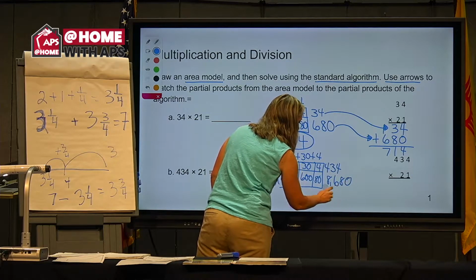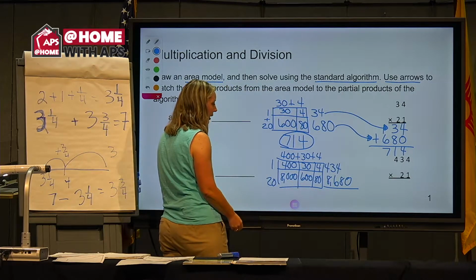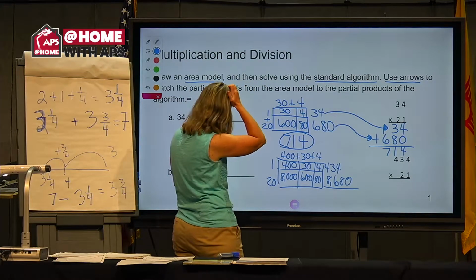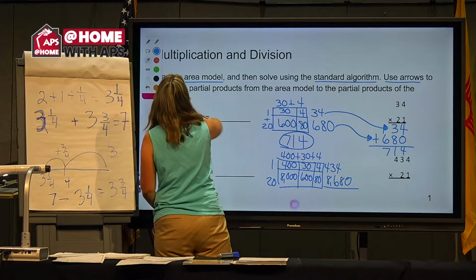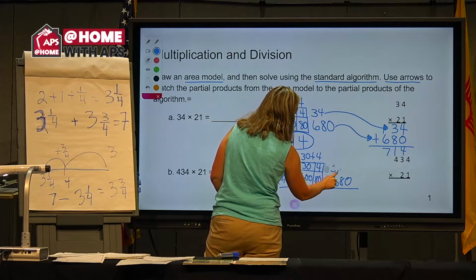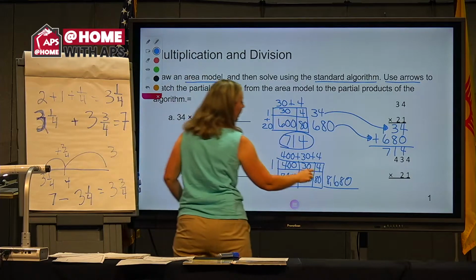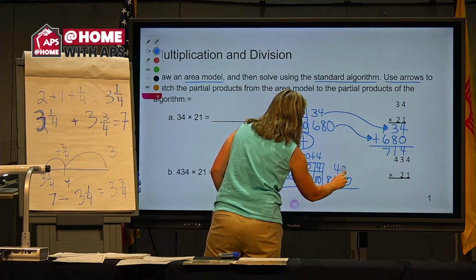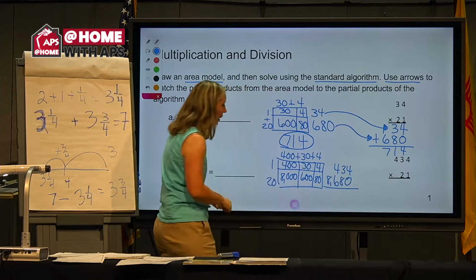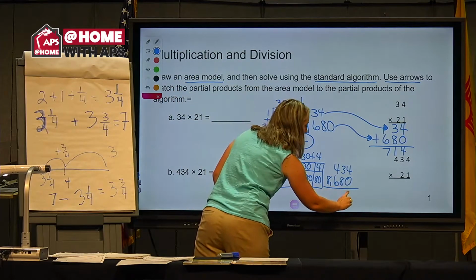8,680. If I add that up, I think my answer, ooh, I didn't put this in, hold on. Do you guys know what I did there? The place value is not correct. So when I add 434, I would have added it really wonky. So let's go ahead and we just add that up.